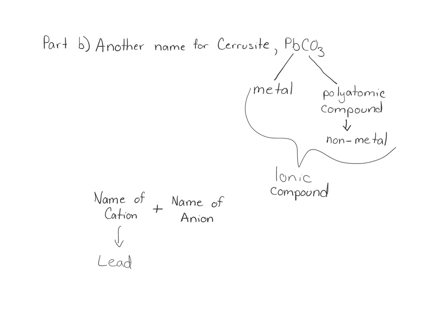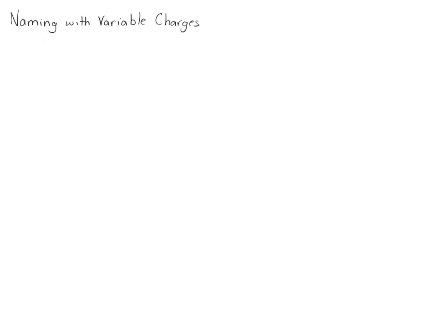If the anion is a polyatomic ion, as it is in this case, the naming for the anion is simply the name of the polyatomic ion. So, as you should have memorized, CO3 is named carbonate. Pulling it all together, the overall name of PbCO3 is lead carbonate. The last thing to determine is the charge of lead in the lead carbonate compound.